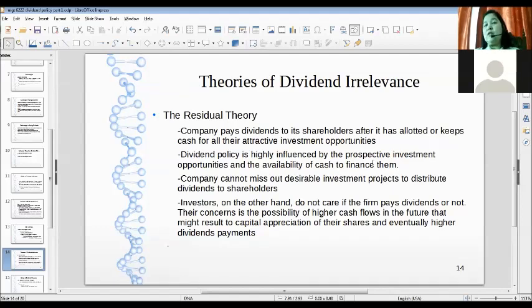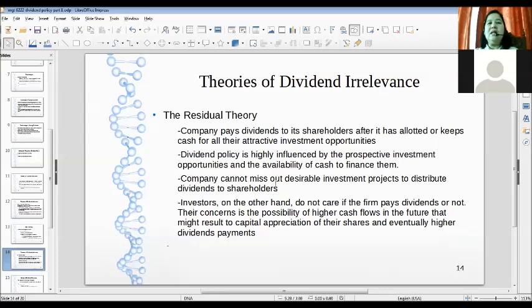Kasi before they will declare, of course, kukunin na nila yung mga gagamitin nilang pera for their future investments. Okay? So another, dividend policy is highly influenced by prospective investment opportunities and the availability of cash to finance them. Okay. So, ang dividend policy talaga, okay, di ba? Kung magkano yung matitira, yun na lang ay i-declare. So, kaya ang sinasabi nila ay affected ng prospective investment. Okay. Kung walang investment, as I have said a while ago, yung agency cost, wala kang other investment, makukuha mo yung dividend mo na i-declare nila kasi wala ibang paggagamitan yung retained earnings.